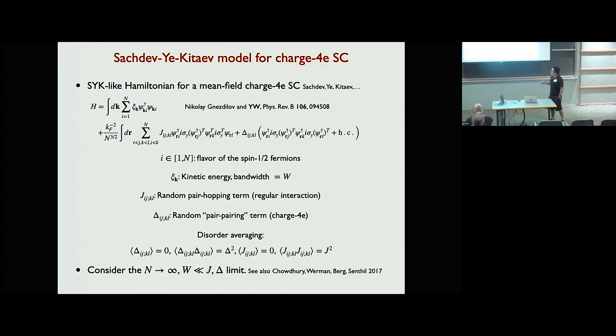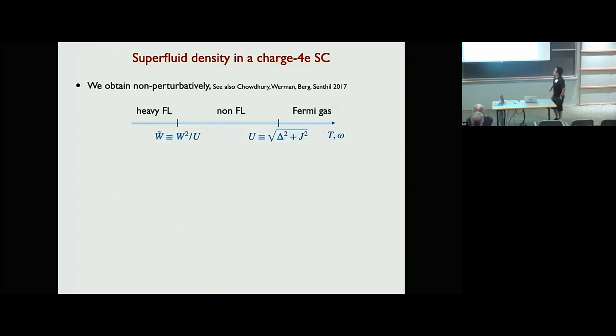In particular, we'll be considering the large N limit, and we will take the bandwidth of the system to be much smaller than the interaction strengths of the problem. So let me briefly go over the results without too many details. We find that the system displays different behaviors across different energy scales. This is quite similar to what was found in the original paper without Charge-4e superconductivity.